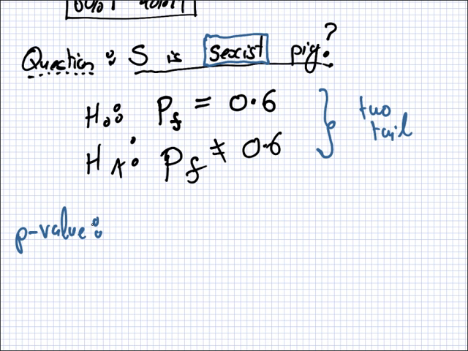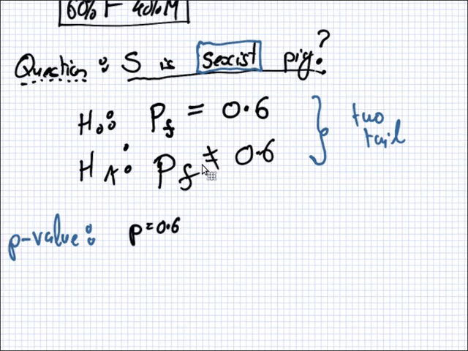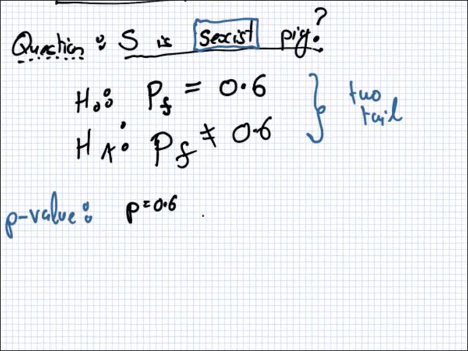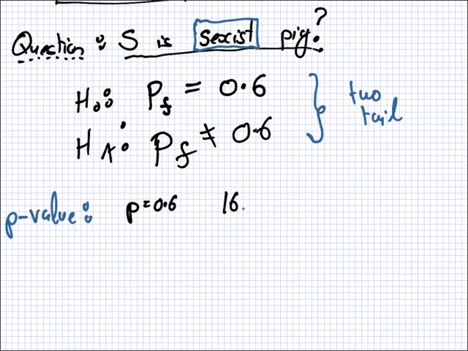So remember what the p-value is. Remember what the p-value is. The p-value is the probability of getting the data or more extreme. So let's just do the first one, the probability of getting the data. So p is 0.6 and what's the data here? 16 females and 4 males.